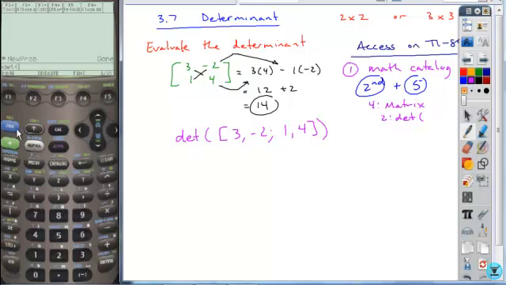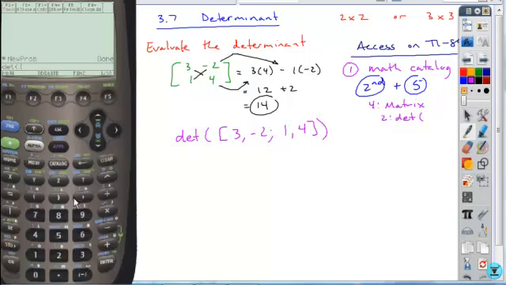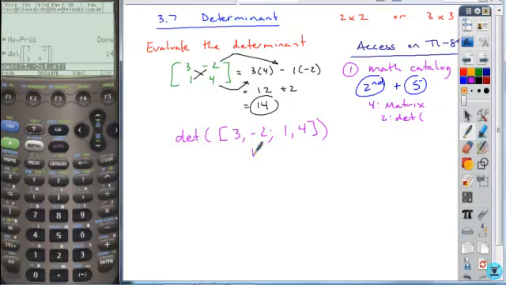So if we type this in, so access our matrix, enter 2, negative 3, semicolon to jump down to the next row, 1, comma 4, close off our matrix, and then close off the parentheses that is evaluating the determinant. And when you hit enter, it confirms that 14 is, in fact, the correct answer.